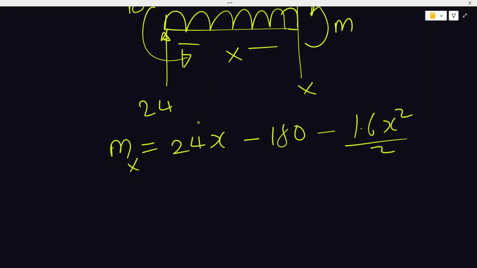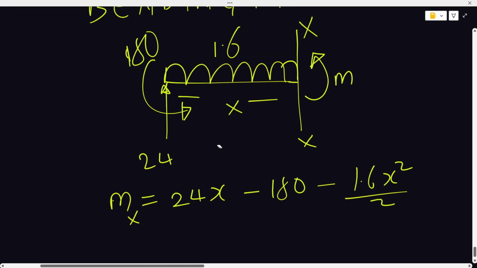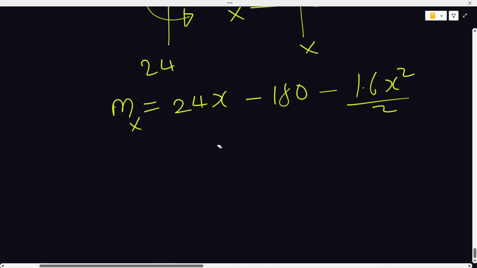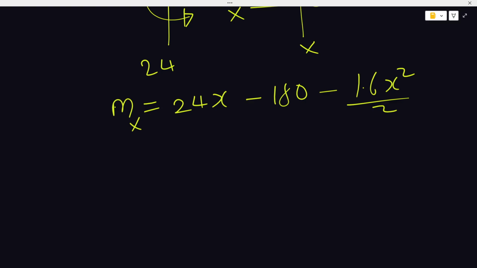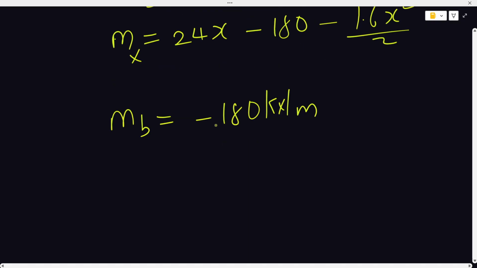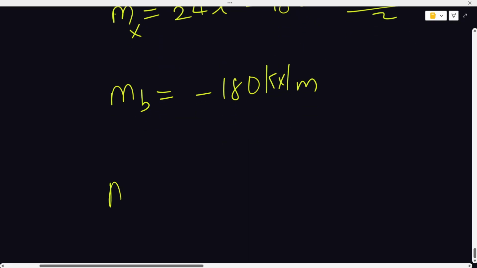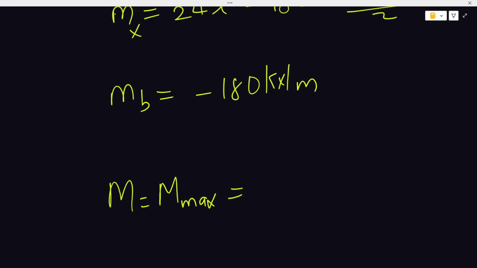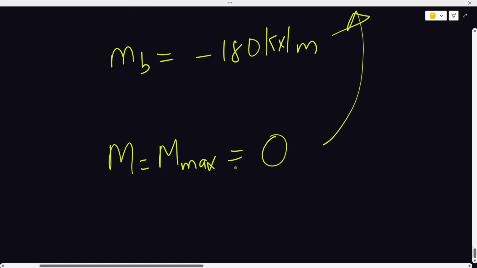Looking at this now, we can find our maximum bending moment by putting 15. Remember that we got from shear force that the maximum bending moment is at 15. But before we find it, let's find MB when x is equal to 0. When x is equal to 0, it will be all minus 180. When M is equal to M max, it will be 0 when you put 15 inside this equation. It makes sense because there is no support in that region.